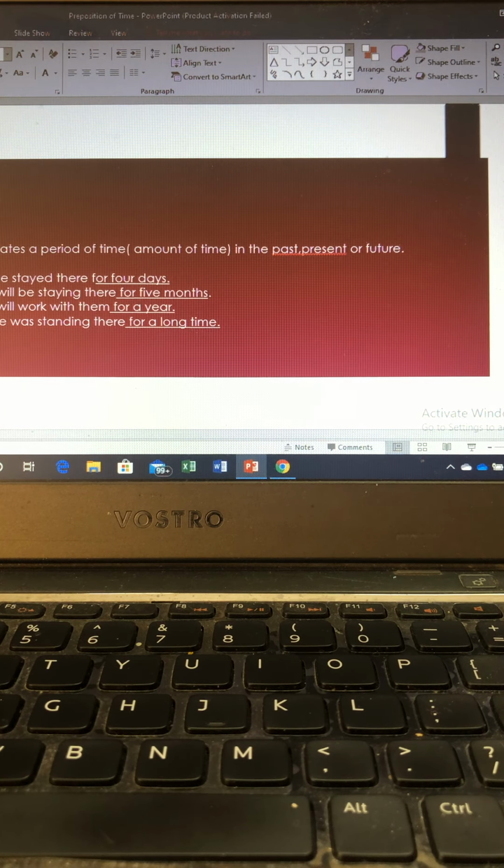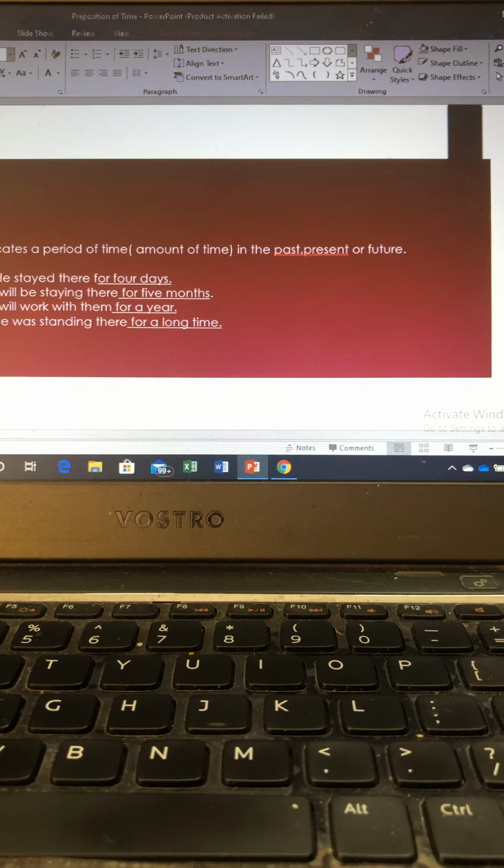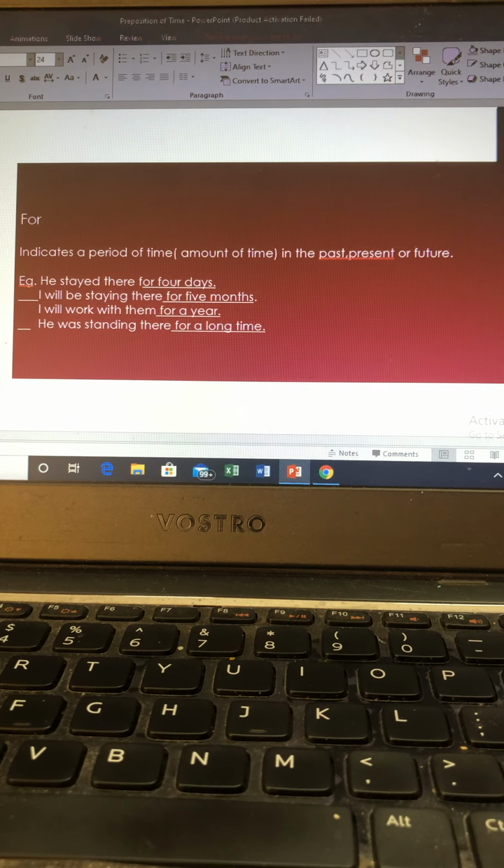Now this preposition will be used. This actually indicates a period of time. That is the amount of time, and it could be in the past, present or future. We can say the same thing in past, present or future tense.